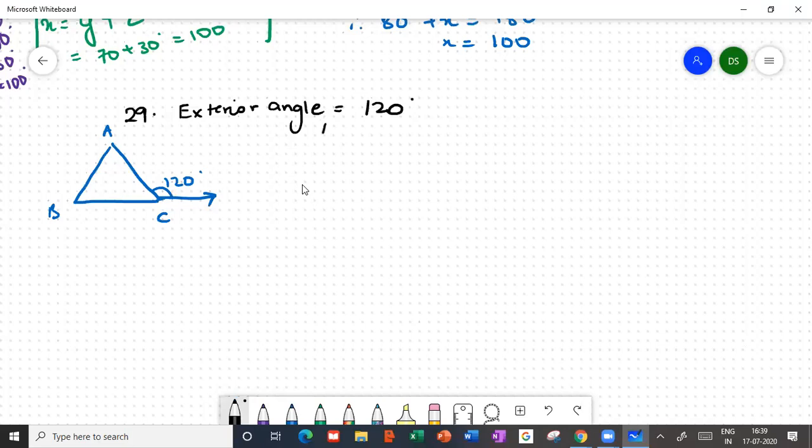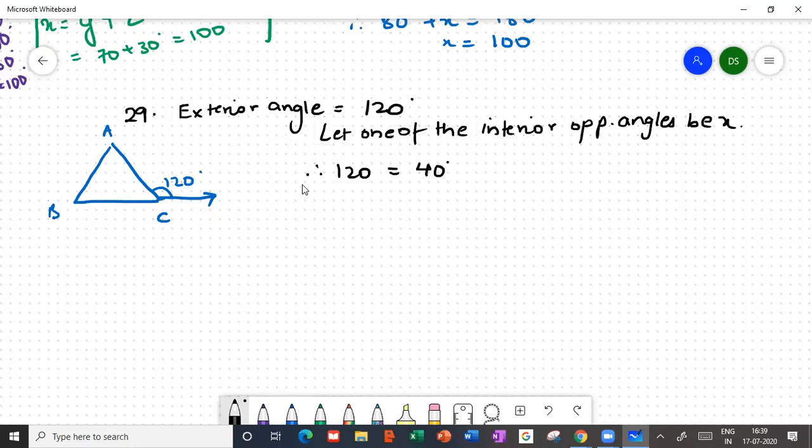So one of the angles is given, which is 40. So let one of the interior opposite angles be x. So it's nothing but 120 is equal to 40 plus x, correct? So let's say if this is 40 and this is x, correct? So x is nothing but 120 minus 40, or 80. And now you have two angles. I'll write both the steps here.